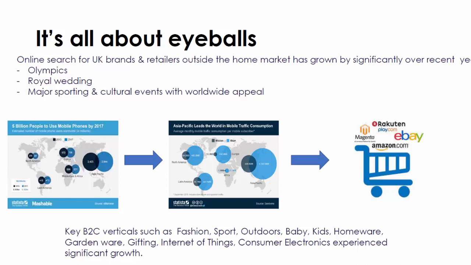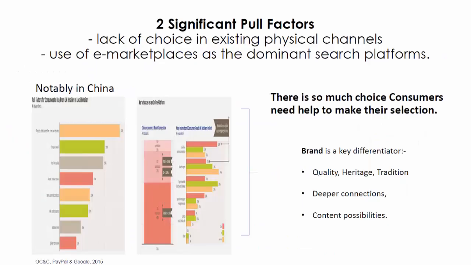And the verticals I've listed at the bottom of the page there, ranging from fashion through baby, kids, homeware, Internet of Things, all the way through to consumer electronics, they've experienced tremendous growth. They're very, very crowded, and the importance of brand as a distinguisher. So a couple of points to bear in mind that lie behind this enormous shift to online search. The first is that in many, many markets, the infrastructure that is in place at the moment can't offer the sort of range that the web can.